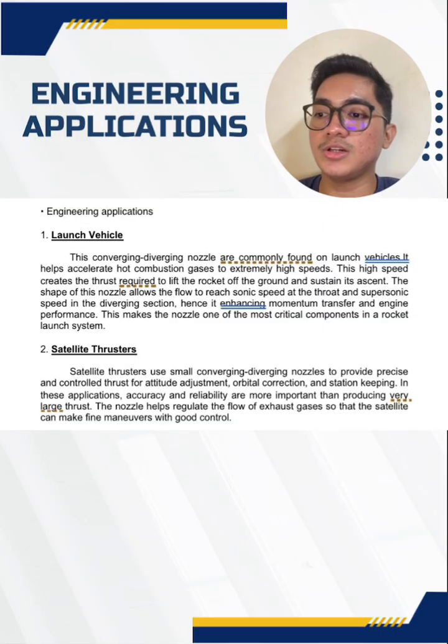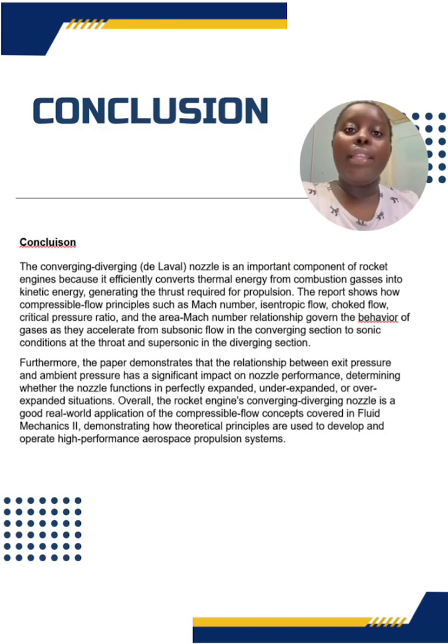Satellite thrusters use small converging-diverging nozzles to provide precise and controlled thrust for attitude adjustment, orbital correction, and station keeping. In conclusion, the Laval nozzle is a very important part of a rocket engine because it converts heat into thrust. The gas accelerates from subsonic to supersonic speed as it passes through the nozzle.